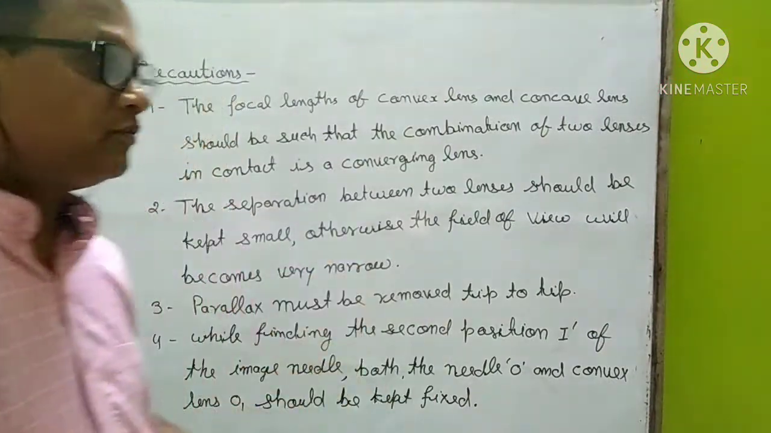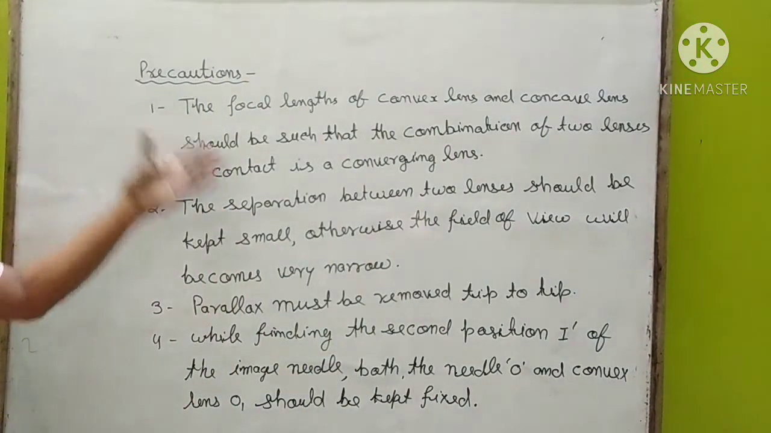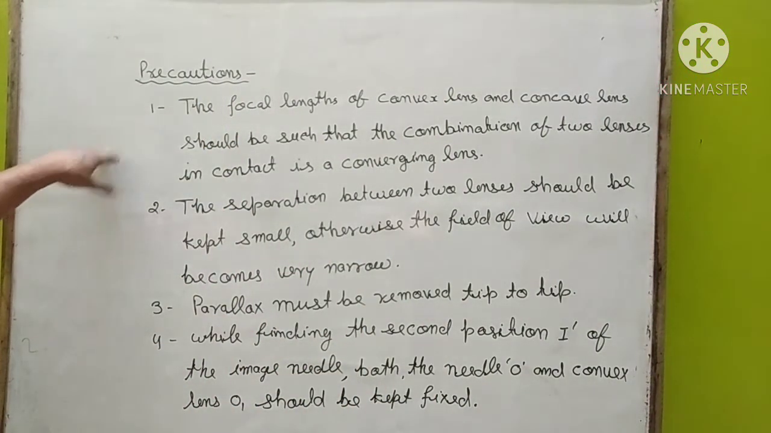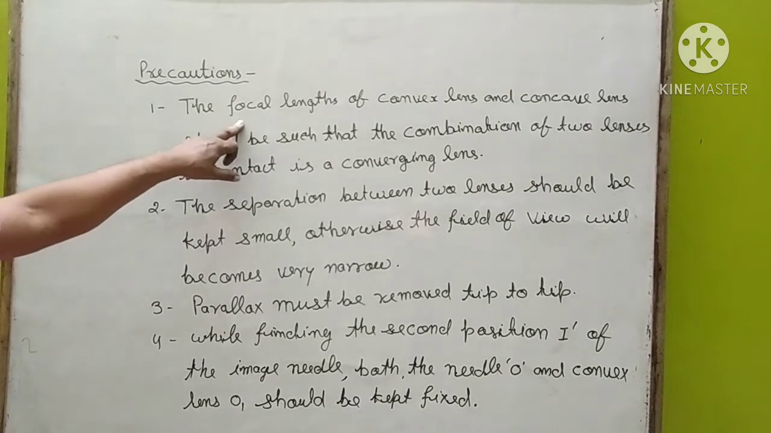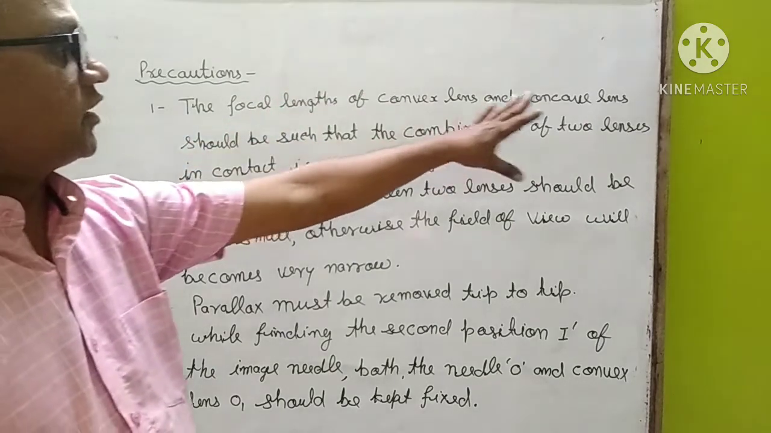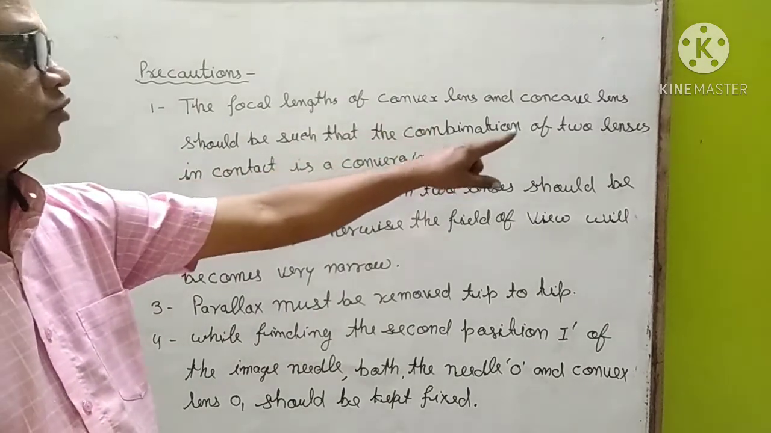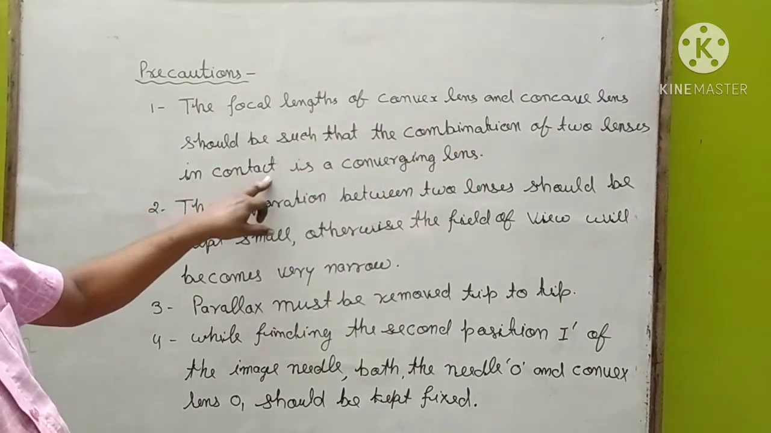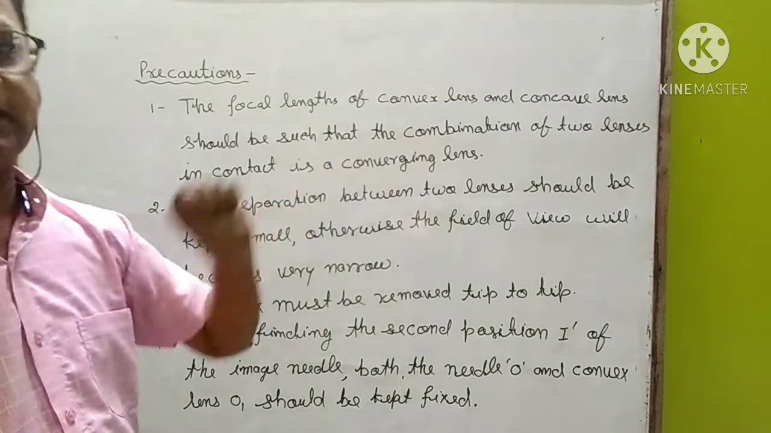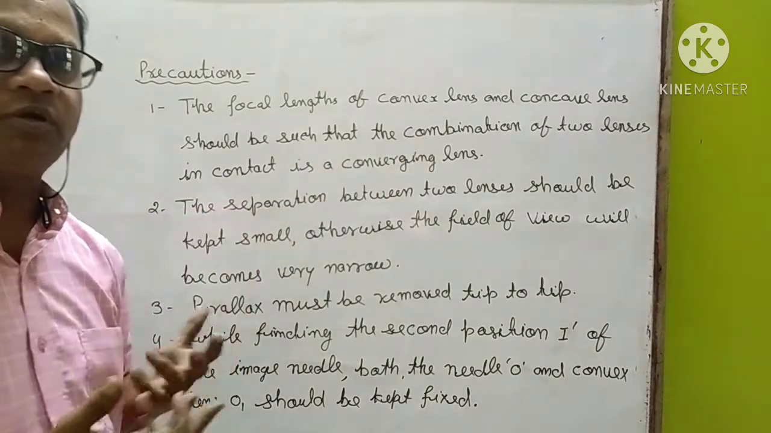In this experiment, we should follow these precautions. Number 1, the focal lengths of the convex lens and concave lens should be such that the combination of the two lenses in contact is a converging lens. That means the final nature becomes a converging lens.